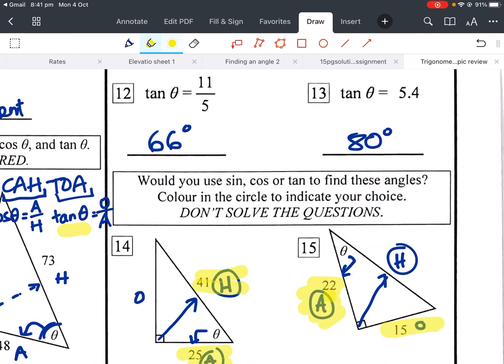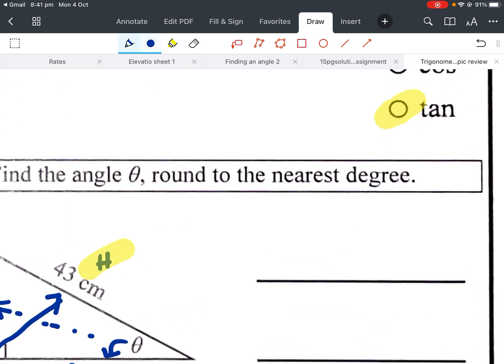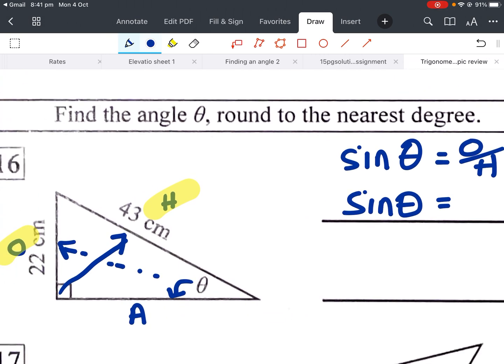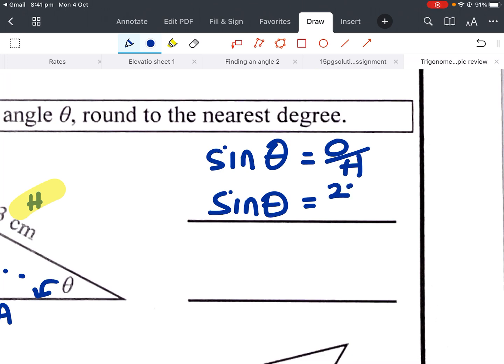All right, so over here, I'm going to write the formula first. Sin theta equals O over H. So that's what I'm going to write. Sin theta equals, what's my O? 22. What's my H? 43. So I write 22 over 43.